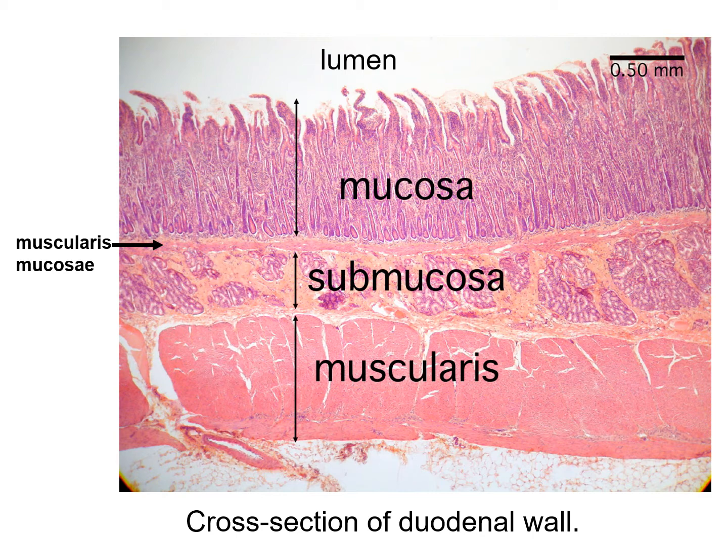Underneath that, we've got the submucosa, which is connective tissue. And underneath that, we've got the muscularis, which, as the name suggests, is muscle. It's made of smooth muscle. This is involuntary muscle that you don't have any control over. Both the submucosa and the muscularis are derived from mesoderm.